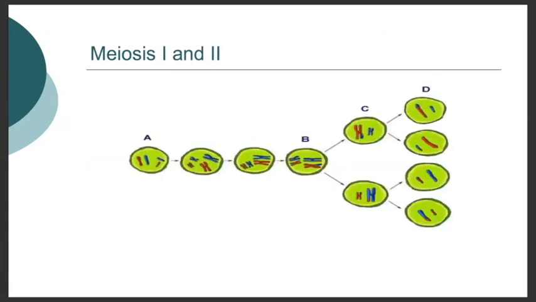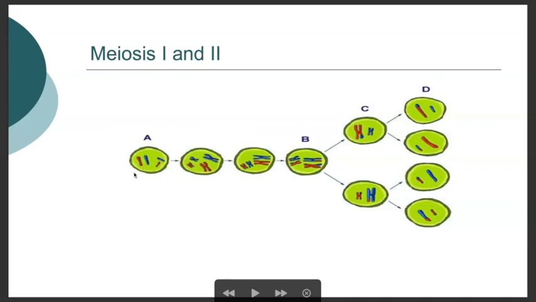Well, let us review the basic process of meiosis 1 and meiosis 2. Meiosis 1 would consist of prophase 1, metaphase 1, anaphase 1, telophase 1, and cytokinesis. Meiosis 2 would also have the same process: prophase 2, metaphase 2, anaphase 2, telophase 2. Now, what happens during the first part? These are the chromosomes, right?